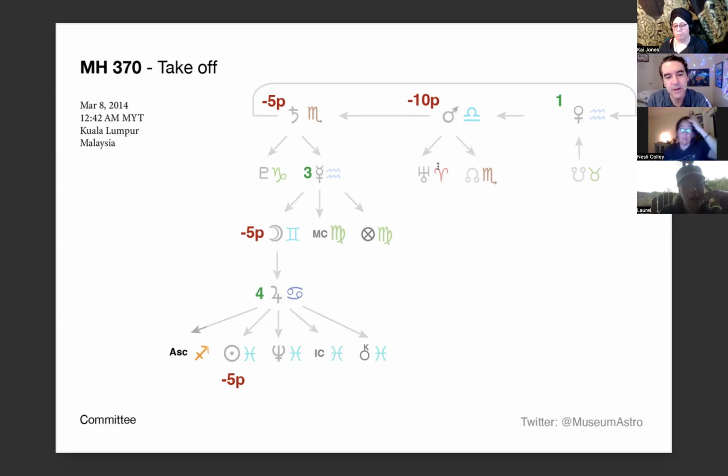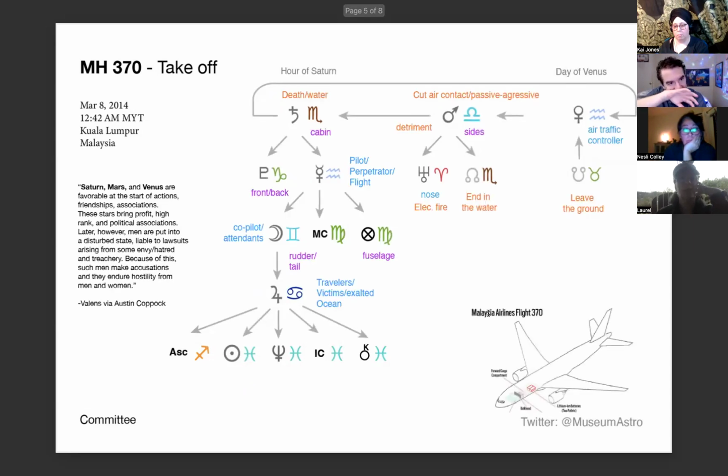Only Venus, well, I'm sorry, Jupiter has some dignity here, and Venus has a tiny bit of dignity, and Mercury does too. But anyway, overall, in terms of running the top of the show, running this event, we've got both malefics in horrible condition. That's not a great start.